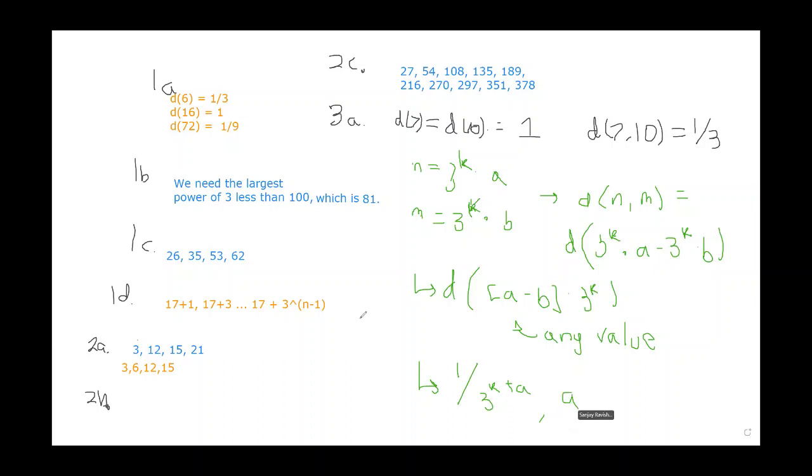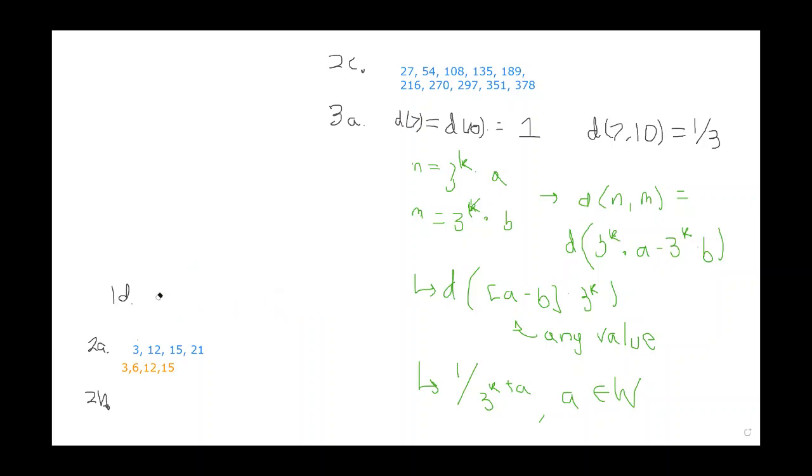Yep, a greater than or equal to 0. Very good. All right. So I'll clear. Let's see if I can erase the left half of the annotations here. Okay, I can.